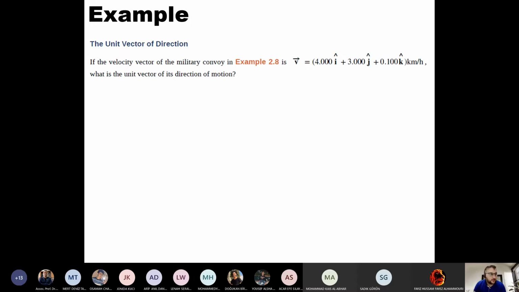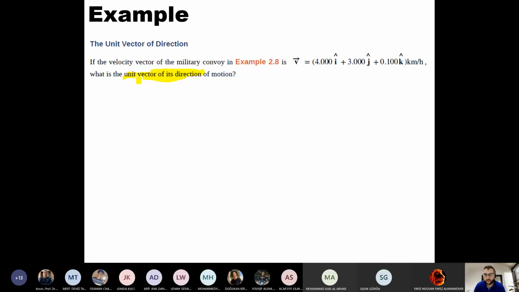And another one is this one, the unit vector of a direction. If the velocity vector of the military convoy in this example, it is not important, is V equals 4 I hat plus 3 J hat plus 0.1 K hat in kilometer per hour. What is the unit vector of its direction of motion? So how can you find it?